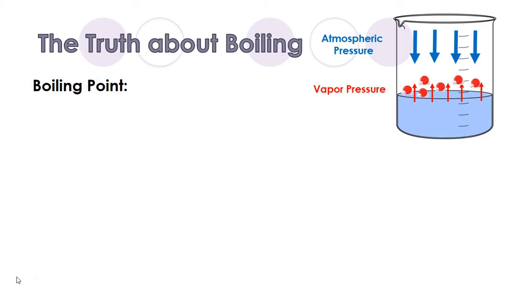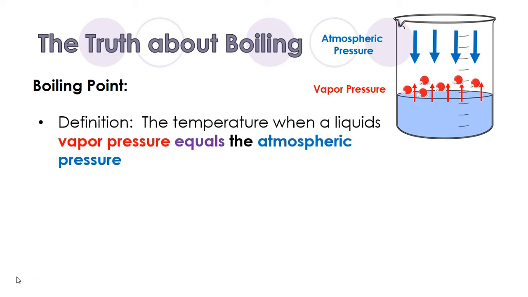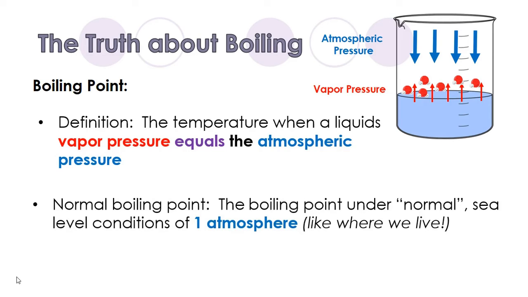Now that we've talked about boiling, let's come up with a definition. So our boiling point is the temperature when a liquid's vapor pressure equals the atmospheric pressure. And we also have something called the normal boiling point. The normal boiling point is under normal circumstances, so that's things that are at sea level, kind of like where we live. One thing I want you to remember is at sea level, the standard atmospheric pressure is going to be 1 atmosphere or 1 atm.